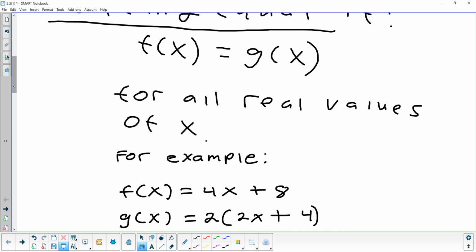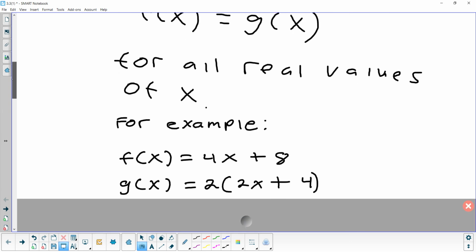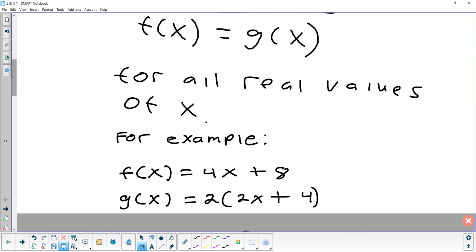Here's an example of two functions. The top one is f, the bottom one is g. Formula f equals 4x plus 8, and formula g equals 2 times 2x plus 4. Now they don't look identical. Okay? If I showed that to somebody in first grade and said, do these two things look exactly the same? They'd say, no, they look different. Right? But let's try plugging in a number for x and see what happens. Ben, can you give me a number? 3. Let's plug 3 in to this formula f. What's 4 times 3? Well, plus 8?